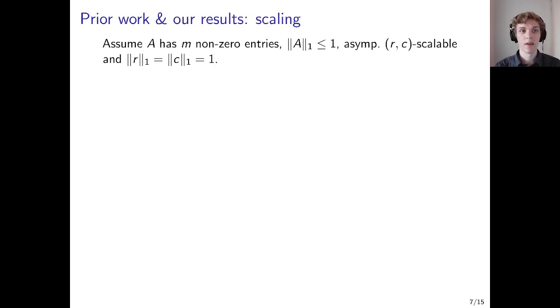Good. Now let's get to some prior work and what our results are. So I want to assume that A has m non-zero entries, it's subnormalized in the sense that its entries sum to less than 1, it's asymptotically RC scalable, and I want to fix the normalization of R and C by requiring them to be normalized in the 1 norm.